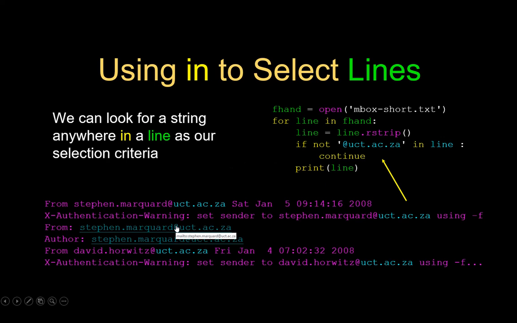So we will end up with the output of the lines that include this phrase anywhere in the line. So this is going to be our sample output here, and that's how we can use the in, the special phrase, the reserved phrase in Python.